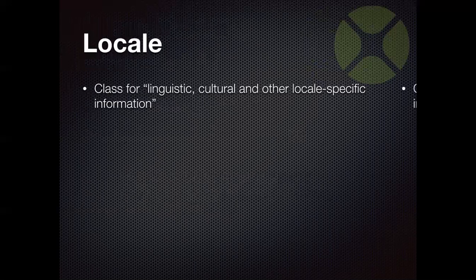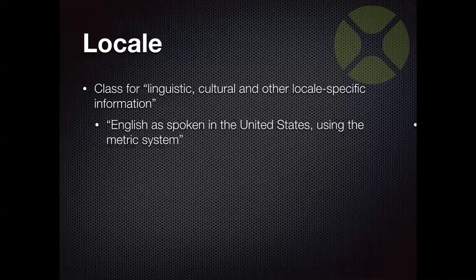All right, I'm going to talk a little bit about locale. Now, this is not an intrinsic data type. This is a class. And it's a class for, as we have here with lots of words, linguistic, cultural, and other locale-specific information. So an example of that would be English is spoken in the United States using the metric system, which, of course, no one here in the United States uses the metric system, unfortunately. This class is located in the Xojo.core namespace.